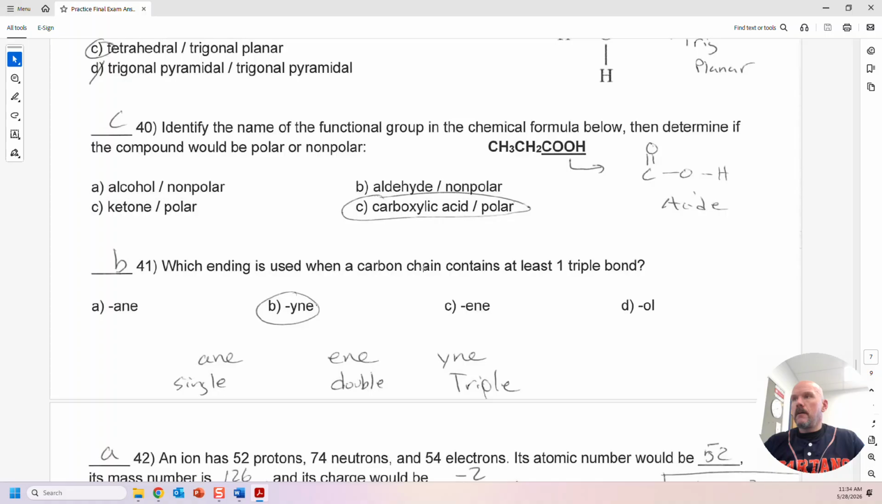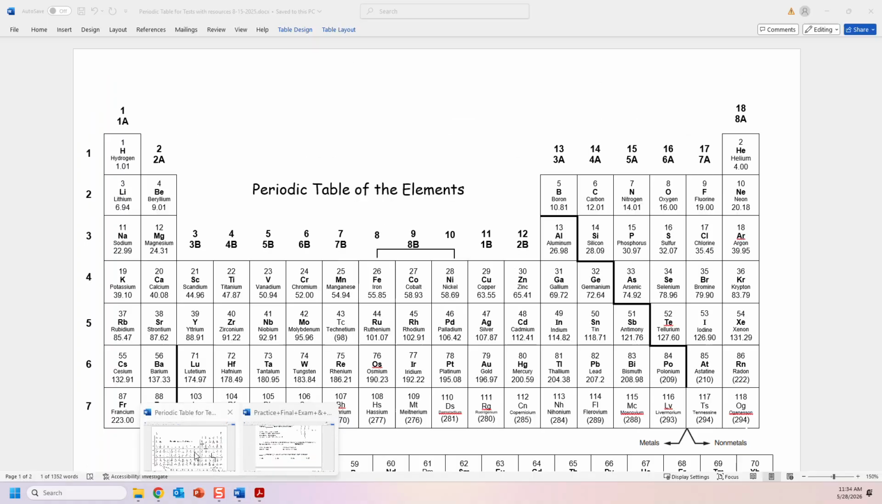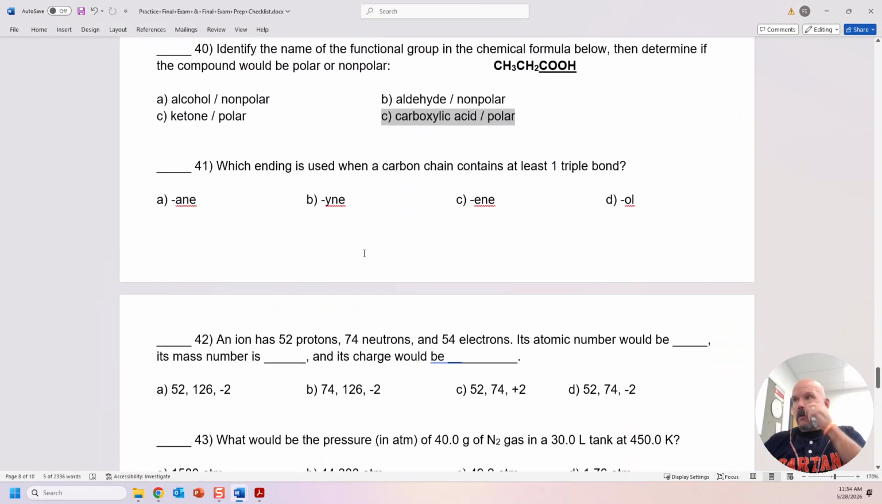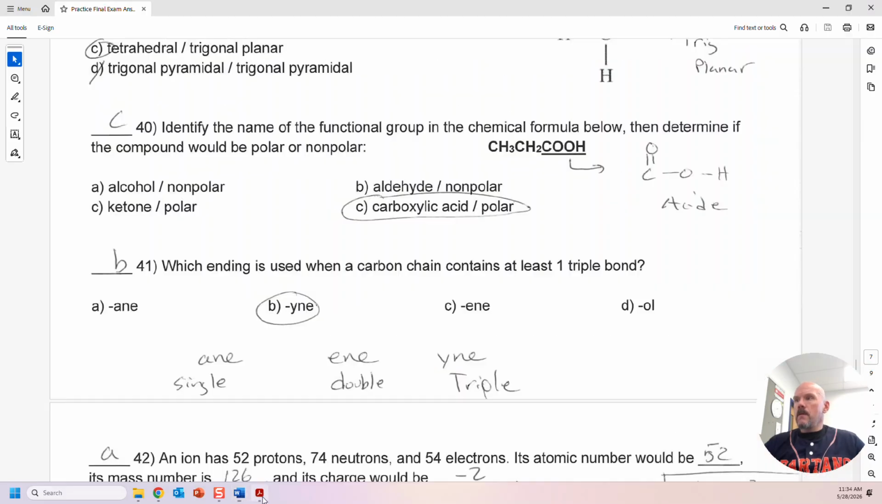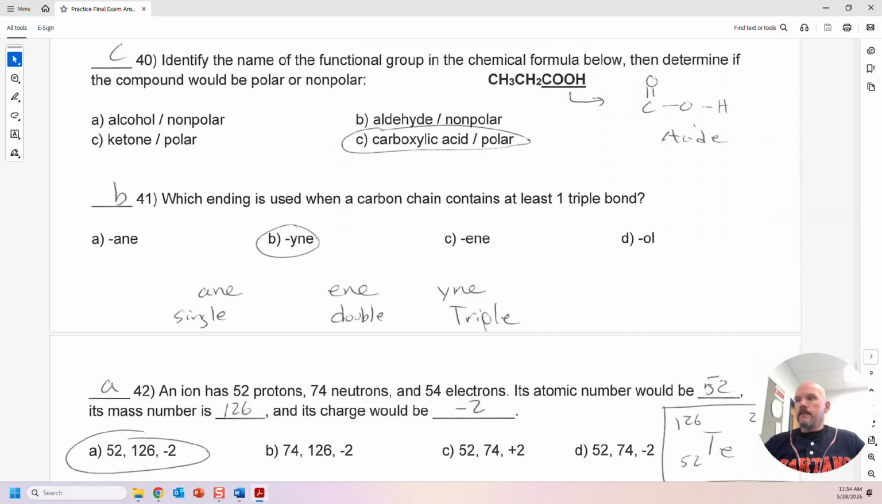All right. So a little bit more organic chemistry here. Which ending is used when a carbon chain contains at least one triple bond? Alkynes, right? Alkynes, triple bond. Alkanes, all single bonds. Alkene, you have at least one double bond. And alkyne, you have a triple bond. What does OL mean? Alcohol, right? Okay.